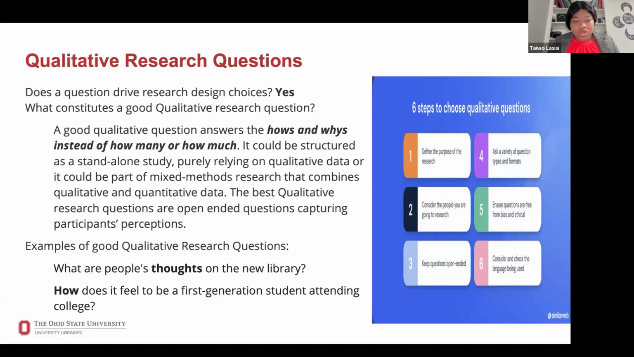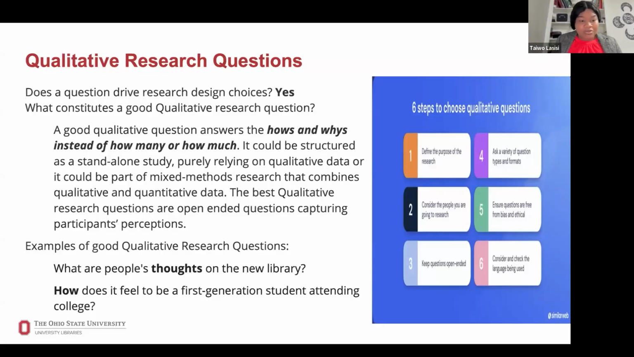An example of a good qualitative research question would be, what are people's thoughts on the new library? You see that? It does not say how many. This is the most condensed and simplest type of question. Real-life research is a little more cumbersome than this, but just for you to get the idea, there's some research that is actually as simple as this. What are people's thoughts on the new library?